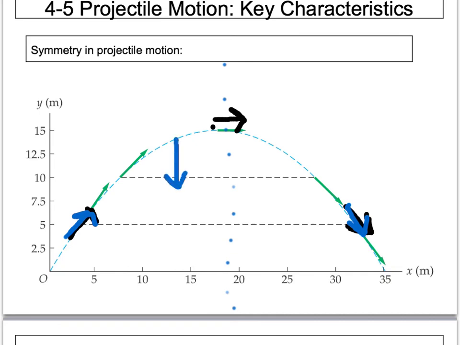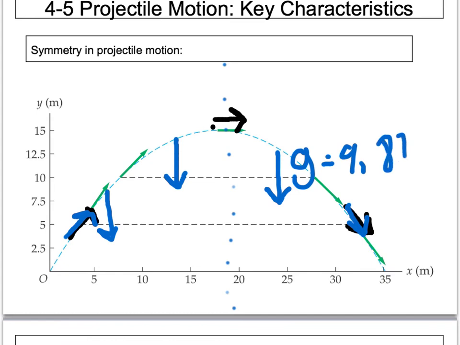And remember, acceleration always points straight down toward the Earth and is always the same value. Acceleration g is 9.81 meters per second squared, and it always points straight down toward the Earth. I said that twice in this video now, which might mean it's important on the test. Just think about that: acceleration always points straight down and is 9.81 meters per second squared.